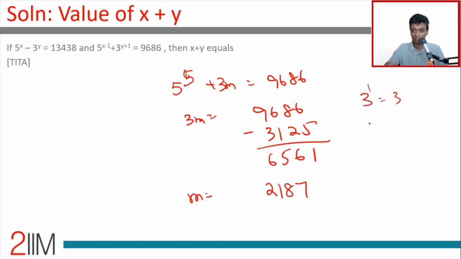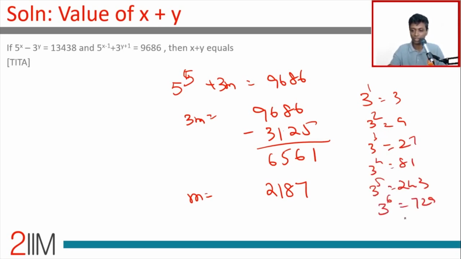3 power 1 is 3, 3 square is 9, 3 cube is 27, 3 power 4 is 81, 3 power 5 is 243, 3 power 6 is 729, 3 power 7 is 2187. m is 3 power y. 3 power y is 2187, so y is 7.